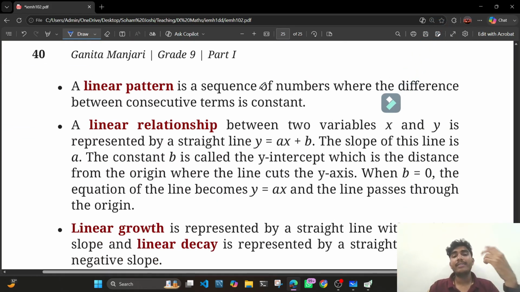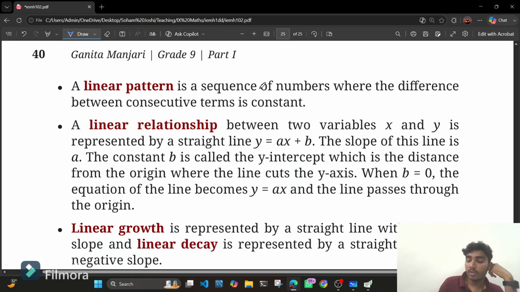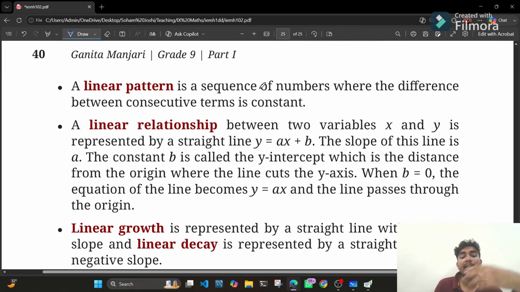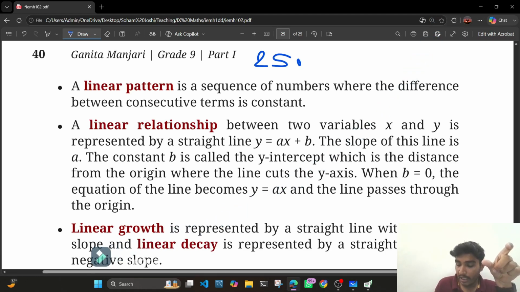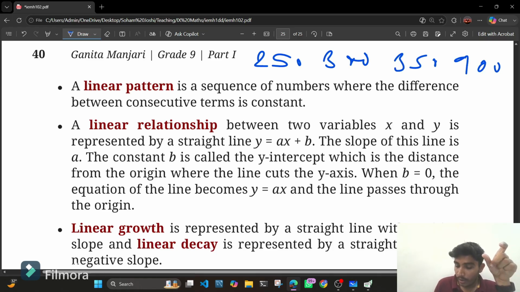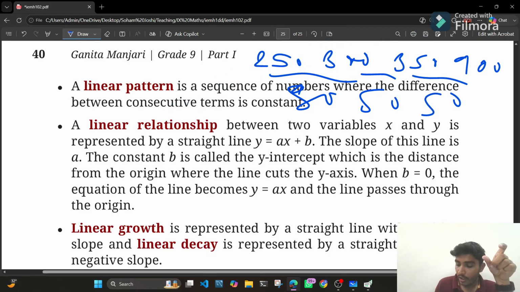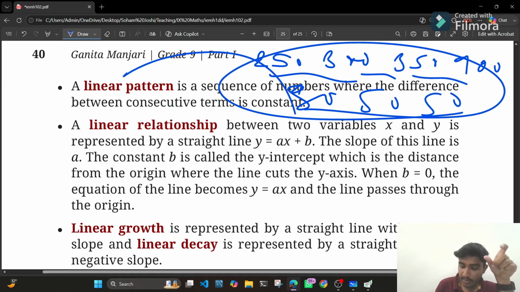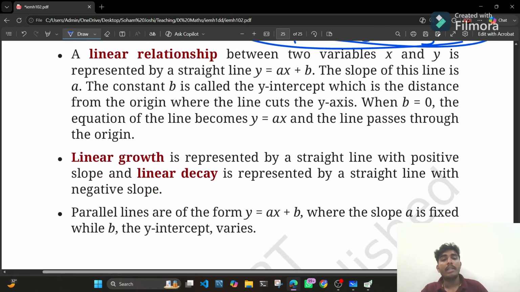Then a linear pattern is a sequence of numbers where the difference between consecutive terms is constant. We saw that example of a cricket match. Basically my fixed cost was 200 rupees and for every match I needed to pay 50 rupees extra. So that followed a pattern. First it was 250, then 300, then 350, then 400. So it had a common difference of 50, right? 50, 50, 50. So it followed a pattern. So this is a linear pattern.